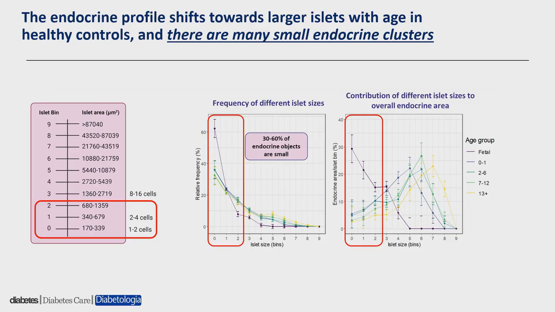And then as you age, you could see that they become larger islets. So again, this concept that these smaller beta cells or islets become larger down the road. And you could see that here.